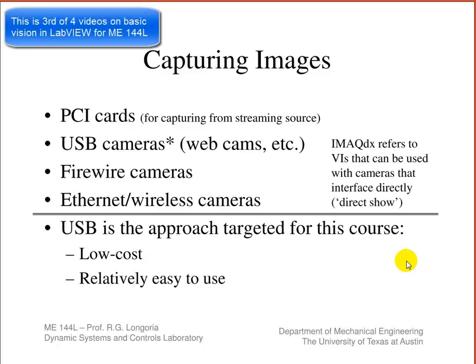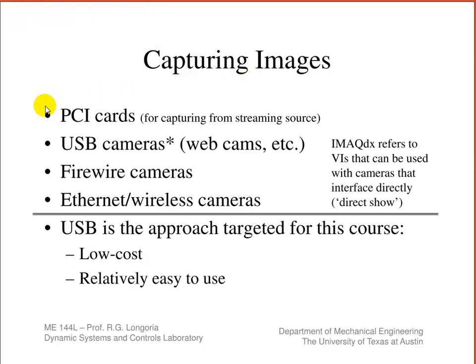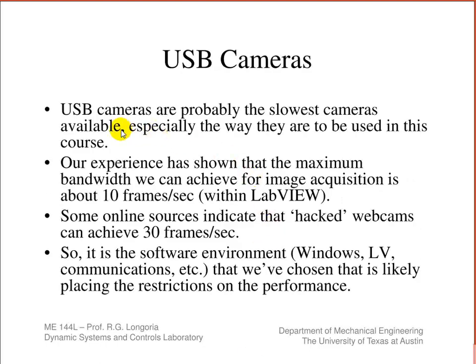Okay, so we've seen that you can use LabVIEW Vision VIs to read images from a file. So we want to capture images using different kinds of cameras, and there's many types available, you know, PCI cards for accessing and streaming sources. There's USB cameras, FireWire cameras, wireless cameras, Ethernet cameras as well. We're going to be using USB cameras. They're readily accessible, low cost, and they're probably the slowest cameras around, but for what we're doing, that's good enough.